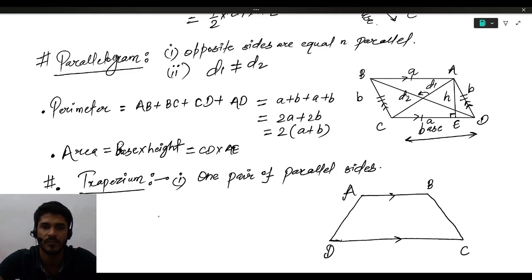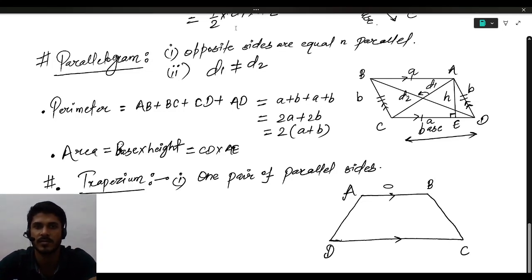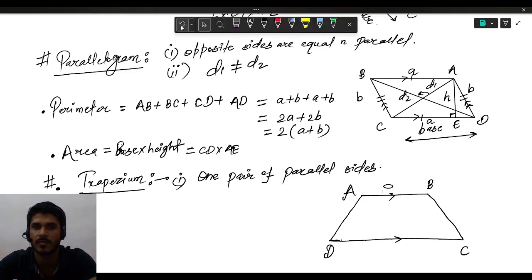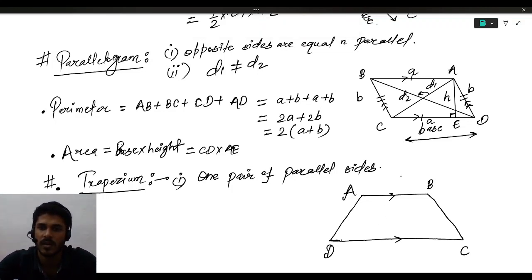So here in this case, let's name the sides. Let's name the side AB as small a. This might be b, this might be c, and this let it be d length.